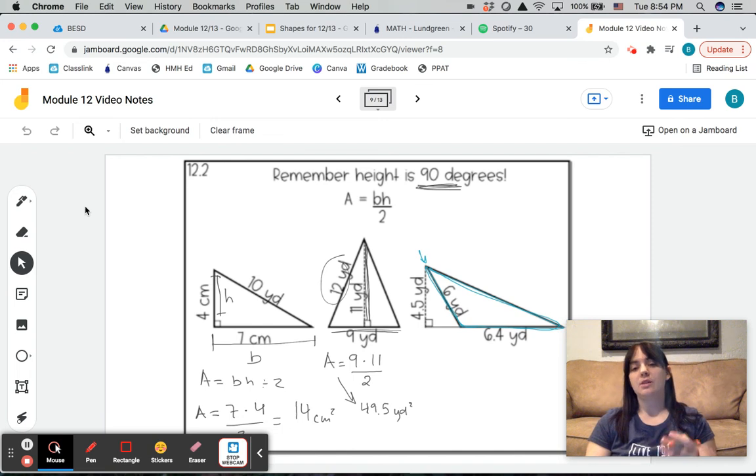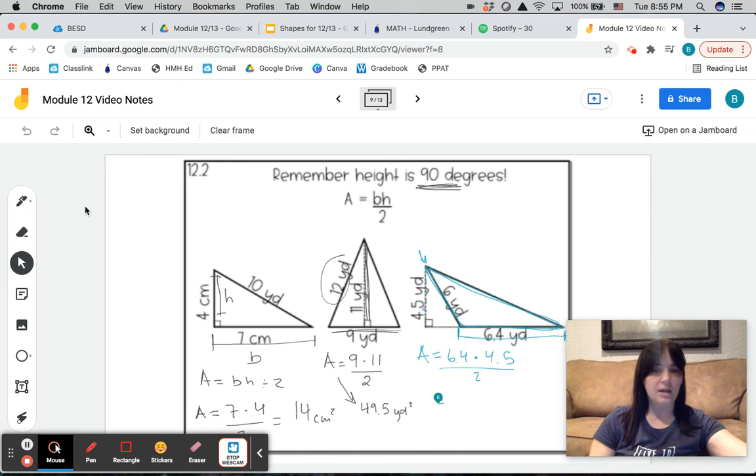So our height is still going to go straight down, perpendicular to our base. And sometimes that line is going to be kind of outside the triangle like this. And that's okay. That 4.5 yards is still our height, because we want that 90 degrees to the base. So area is going to be base times height. We have our base, which is 6.4. This is our base from here to here. Then we're going to multiply it by our height, which is 4.5. We're going to divide it all by 2.